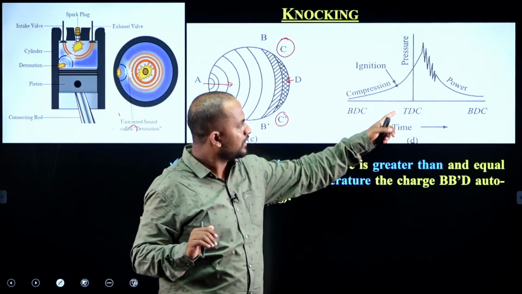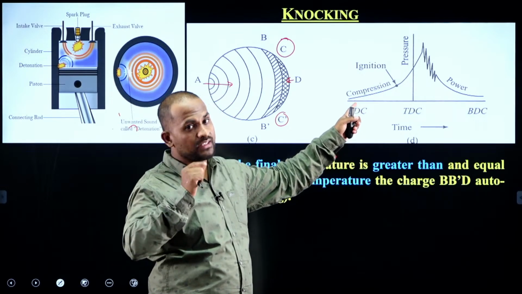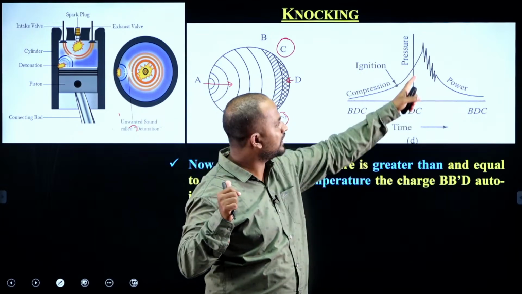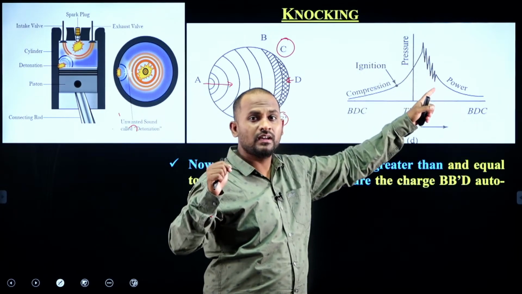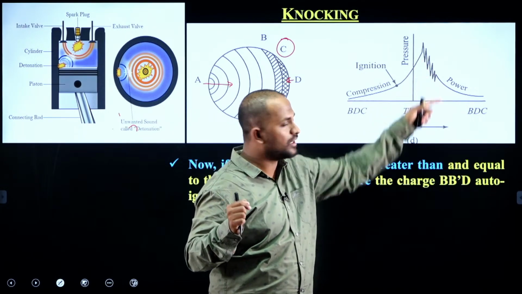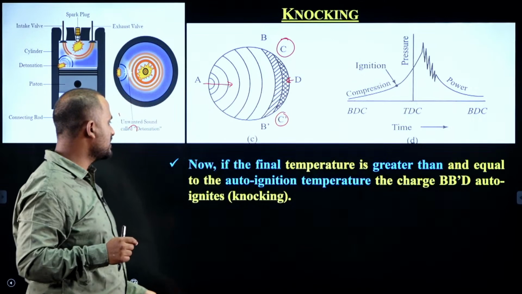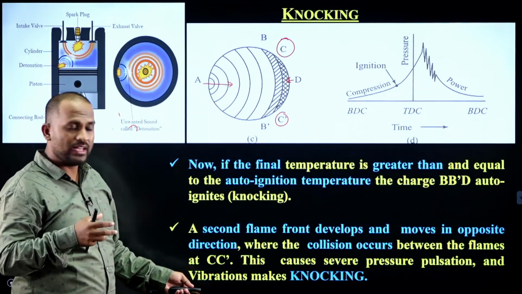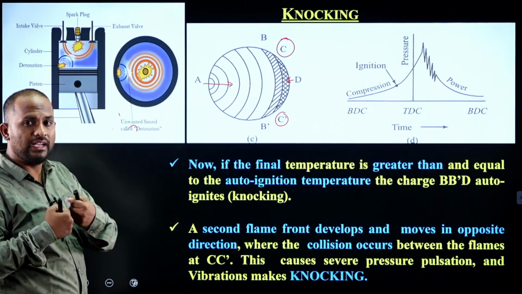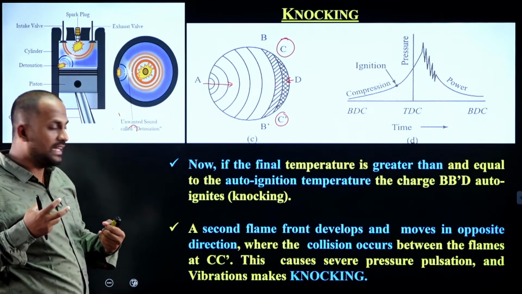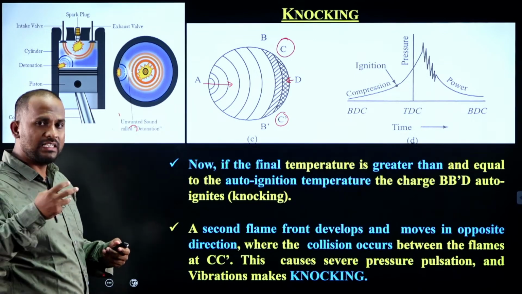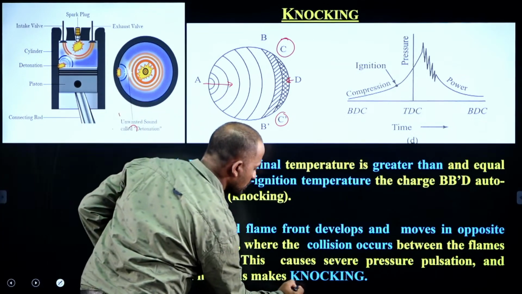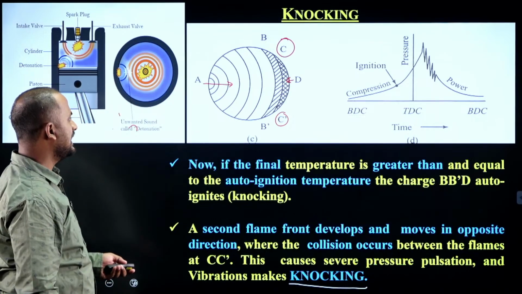this P theta diagram. Here you can see that initially in normal combustion we have seen the diagram where it is a uniform and smooth curve, but because of this knocking effect there are disturbances in the normal combustion. That is why it is indicated with the help of zigzag lines. So this condition is called knocking. Because of the hitting of the two flames, it will release vibrations and it will hit the engine. That concept is called knocking in the SI engines.